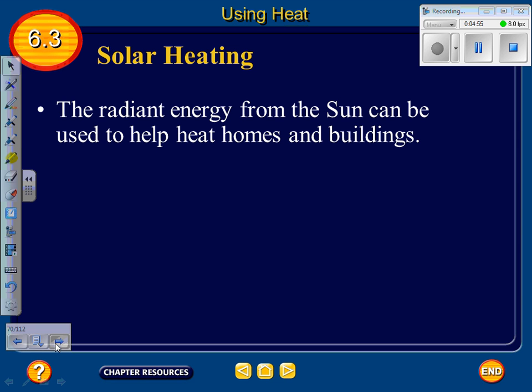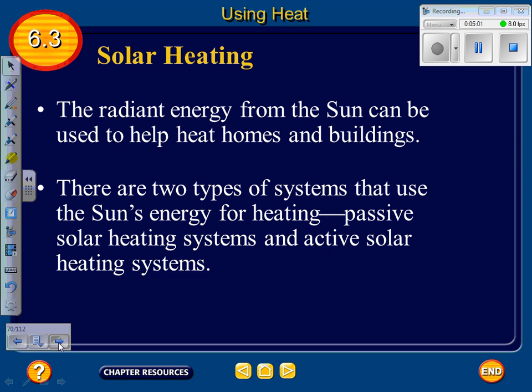Solar heating. Radiant energy from the sun can be used to help heat homes and buildings. There are two types of systems that use the sun's energy for heating: passive solar heating system and active solar heating system. Everybody that's listening to this lecture utilizes a passive solar heating system, unless you live in a cave without any windows.